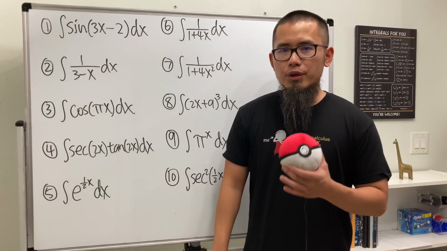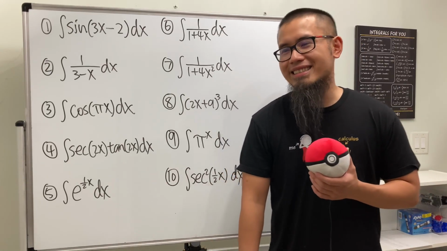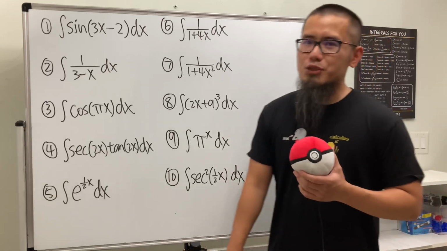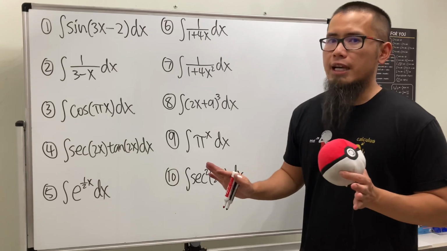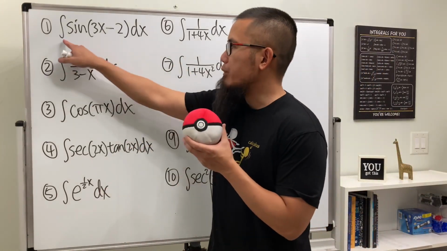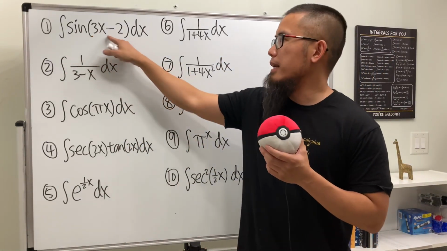Welcome to the second video in the series, Do the Integrals in Your Head. So for these 10 integrals, we actually have to take a small u-sub for each of them, but the u-sub is actually not so bad. Take a look at the first one. We have to integrate sine of 3x minus 2.